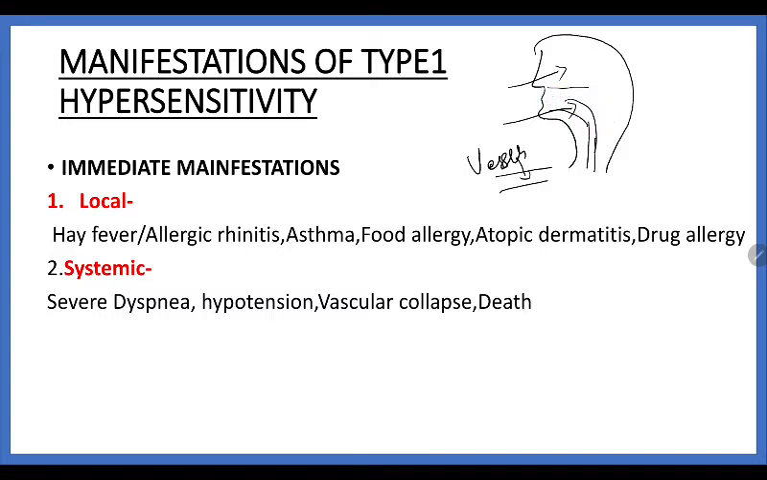If it is by airway, it causes hay fever or allergic rhinitis, that is, upper airway. If it is lower airway, it causes asthma. GI tract, it causes food allergy. Skin, it causes atopic dermatitis and drug allergy also. Systemic manifestation could be severe dyspnea, hypotension, angioneurotic edema, vascular collapse, and death. These are all the manifestations of type 1 hypersensitivity.